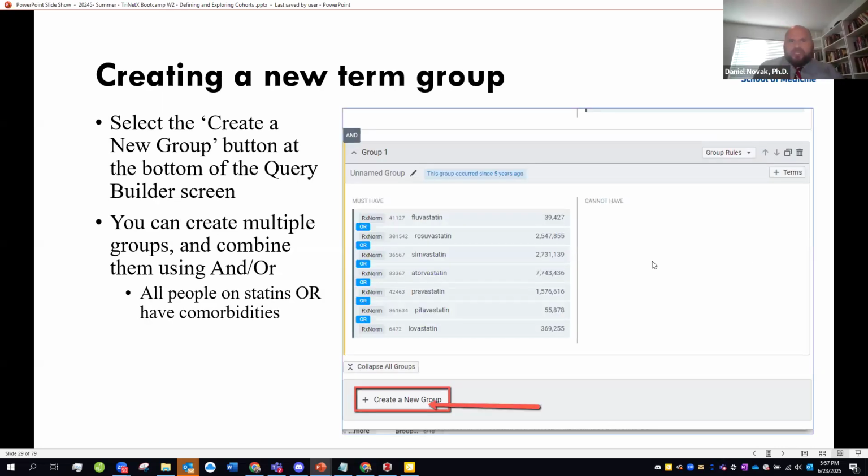So let me show you, when you are in TriNetX, in the bottom of your main query area, and I'll show you this in context in just a second, you'll find a create a new group button that you can use to start grouping your terms as you add them in. In this case, these are all the statins that I wanted to include in this study, right? All the common ones, plus a couple of older ones that are not as used.